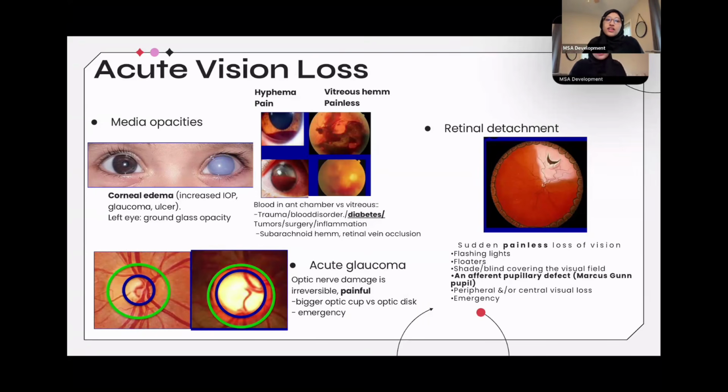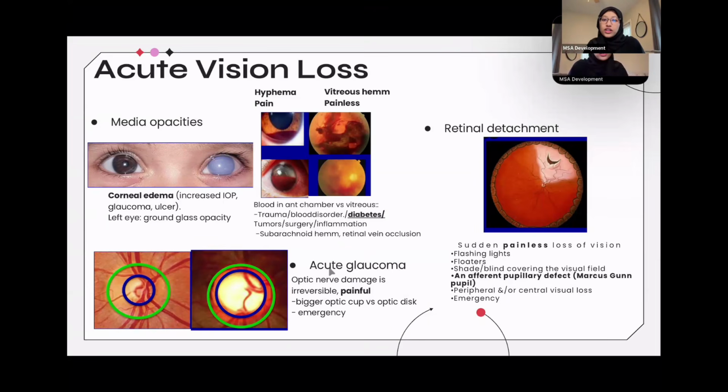Okay. The other thing, other than opacities, is that you can lose vision in something called acute glaucoma. Glaucoma is, like anything, we have pressure in our eye. We have blood pressure, we have CNS pressure, right? In the eye, we have intraocular pressure or IOP, okay? Inside the eye pressure. If that increases suddenly, that is called glaucoma.